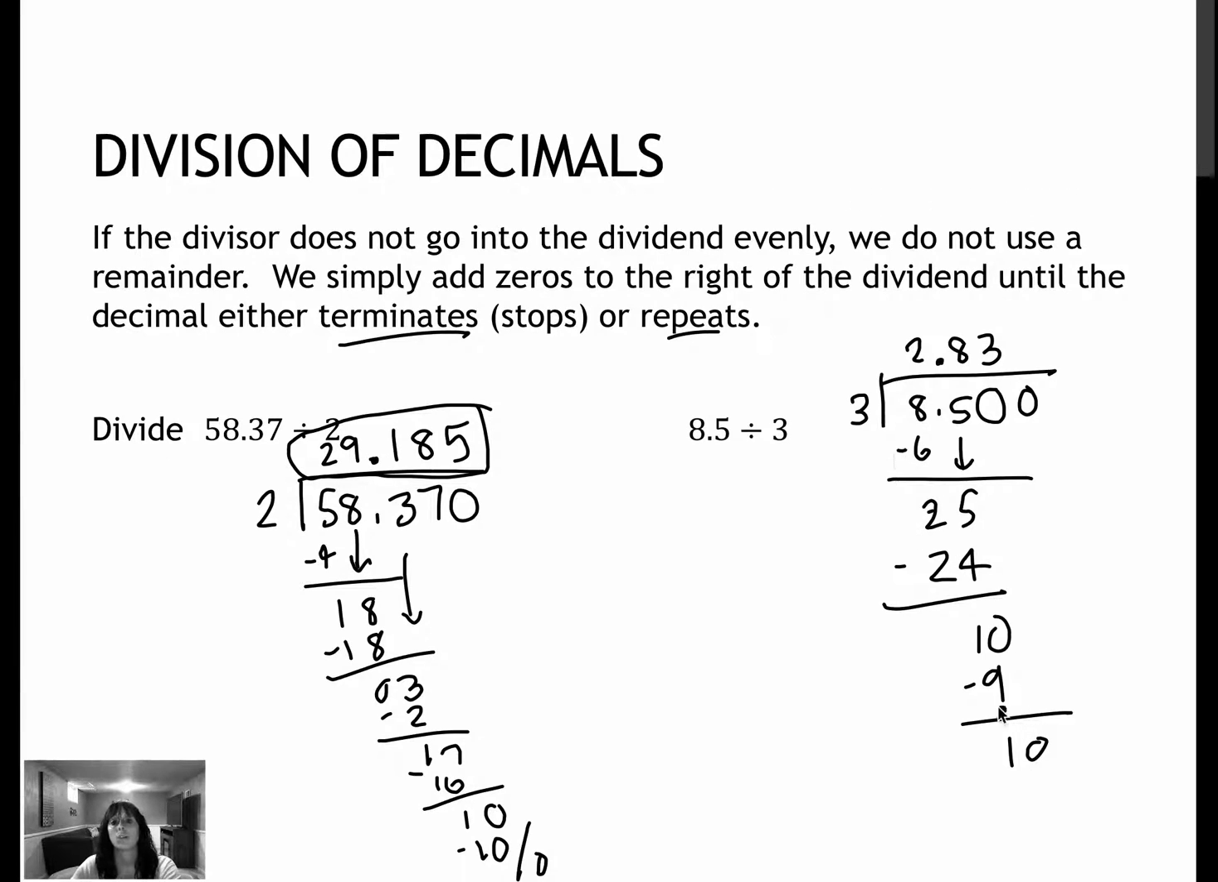Bring down the 0. 3 still goes into 10 3 times, and now I can see that if I kept doing this, I would keep getting 3s, 3s, 3s, 3s. So this is one that's going to repeat because we have a pattern of 3s that will go on forever and ever. The way that we would write that as a solution is 2.83, and since the 3 is repeating, we put that repeating bar above the top of that one. So 2.83, and that 3 is repeating. If the 8 and the 3 were repeating, the bar would go over both the 8 and the 3. So be very careful where you put that.